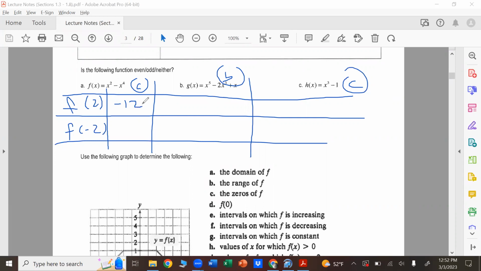Does that make sense? Negative 12? What if I plug in negative 2? What do I get? Same thing. Therefore, this is an even function. Okay, what if I plug in 2 to the second one, part B? What do I get?